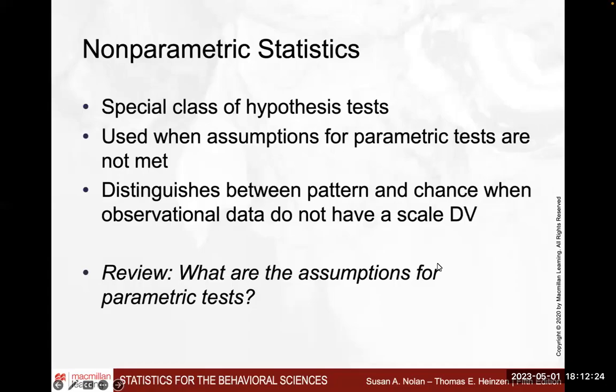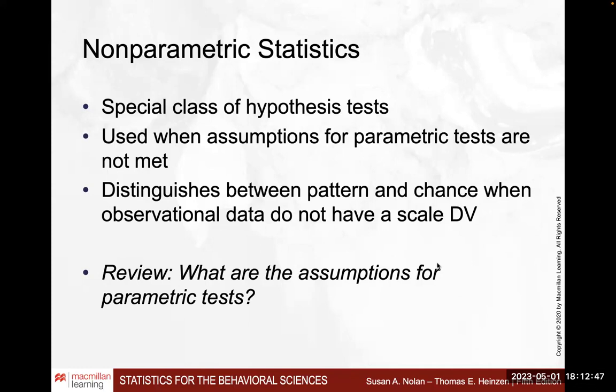Okay. Non-parametric statistics are a special class of hypothesis tests. So they're basically used when the assumptions for parametric tests are not being met. So again, the assumptions for parametric tests, remember them: independent samples, random sample, normality, homoscedasticity, and linearity. So there needs to be a linear relationship which you can establish in parametric tests.